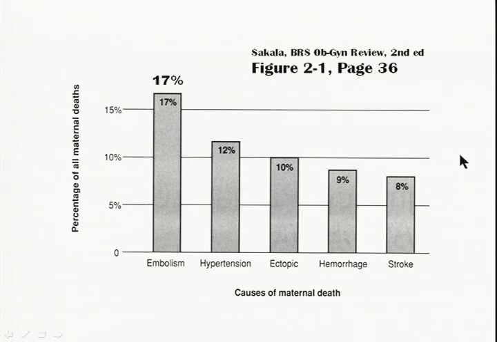Now, in terms of your board exam, what should you know? In terms of maternal mortality rate, the most common cause in the United States of maternal mortality is thromboembolism. That's deep venous thrombosis, pulmonary embolism, amniotic fluid embolism, and that you should know. Hypertension, sure. Ectopic pregnancy, hemorrhage, stroke, these are all causes. But in the United States, the most common is embolism. Now, if you look in developing countries, it's going to be infections, it's going to be postpartum hemorrhage, and so on.